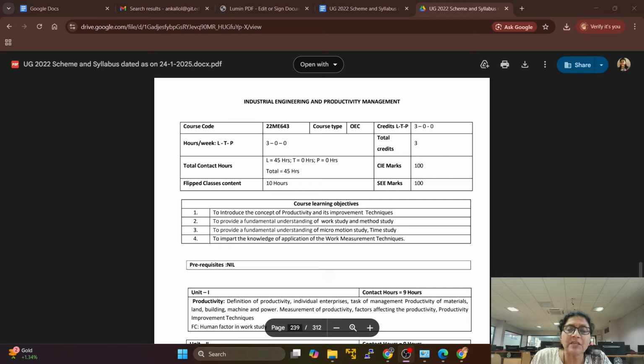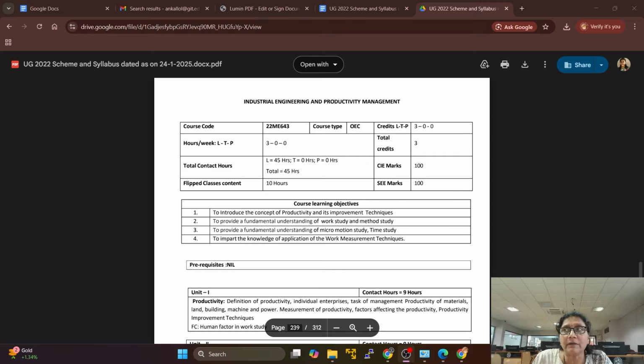So every industry is the coordination of all these resources. These resources are effectively utilized, using some processes, to transform them into a finished product or service. This is what every industry is doing. So every industry is striving for improving the profit.